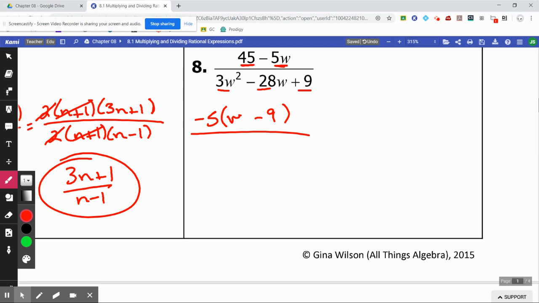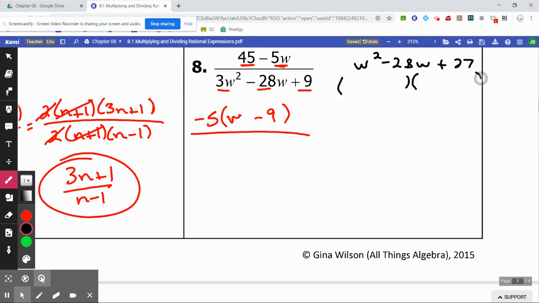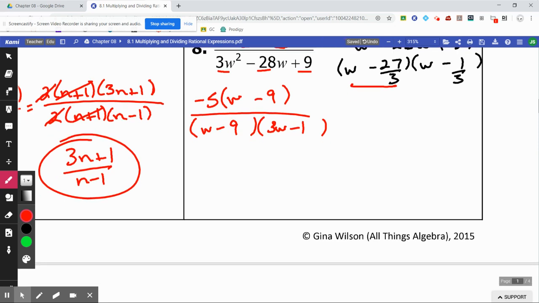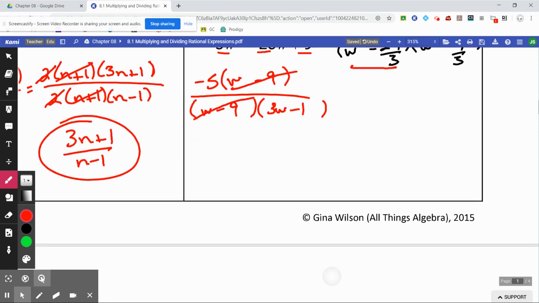On bottom, you can't pull out a 3, so we're going to have to use slip and slide again. So you have w squared minus 28w plus 27, two sets of parentheses. You have a w and a w, a negative 27 and a negative 1. You slip the 3, so now divide by it, and you're going to be left with, on bottom, a w minus 9 here, and a 3w minus 1 when you slide the 3 back to the front. The w minus 9s are gone, and it leaves you with a negative 5 on top and a 3w minus 1 on bottom.